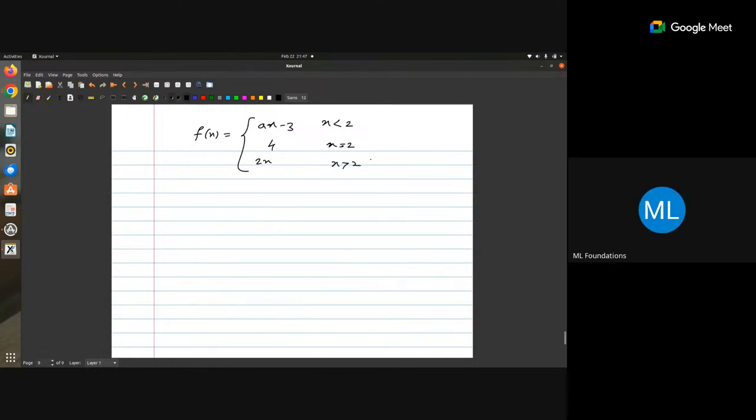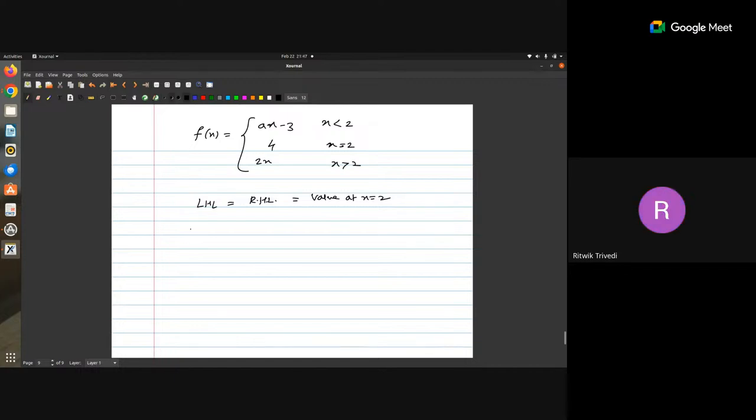And this function is continuous at all points, x belonging to R. So I need to find this value. What does that mean? Left hand side limit is equal to right hand side limit, which is equal to the value at that point. Let's say, the value at x equals 2.